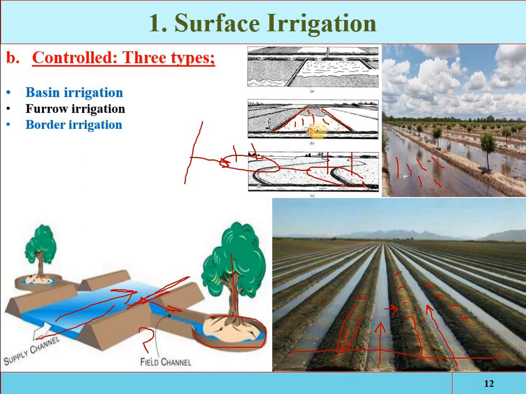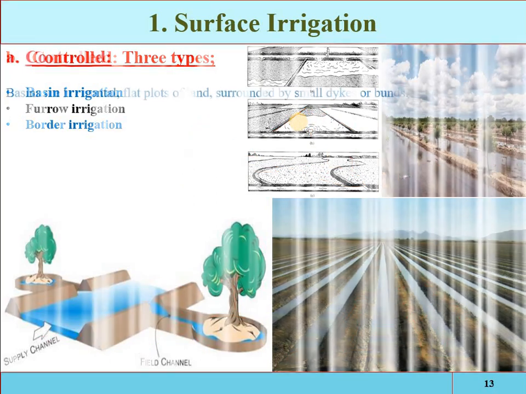This is the flowing sheet of the irrigation water. This water is moving in the forward direction, guided by these two borders. So basin irrigation, furrow irrigation, and border irrigation, these three are the main types of controlled surface irrigation. We will discuss them one by one in detail.